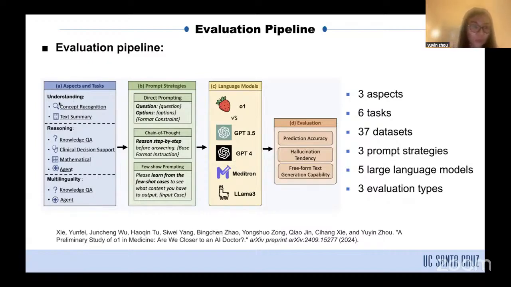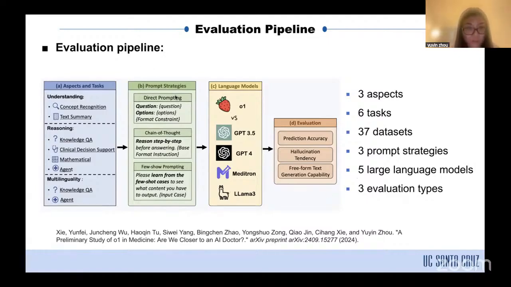So basically, we throw in different aspects and tasks for the model to evaluate. For example, we choose the concept recognition and text summarization as the understanding task to evaluate knowledge QA, clinical decision support, mathematical and agent task to evaluate the reasoning capability of O1, and also the knowledge QA and agent task in different languages to test the multilinguality capability of the O1 model.